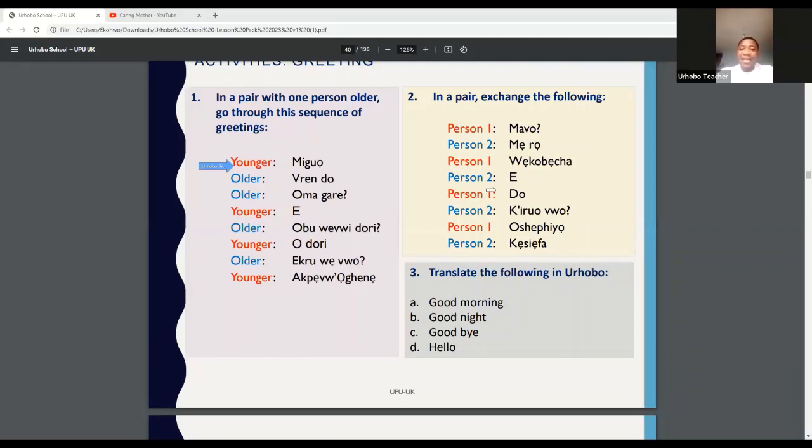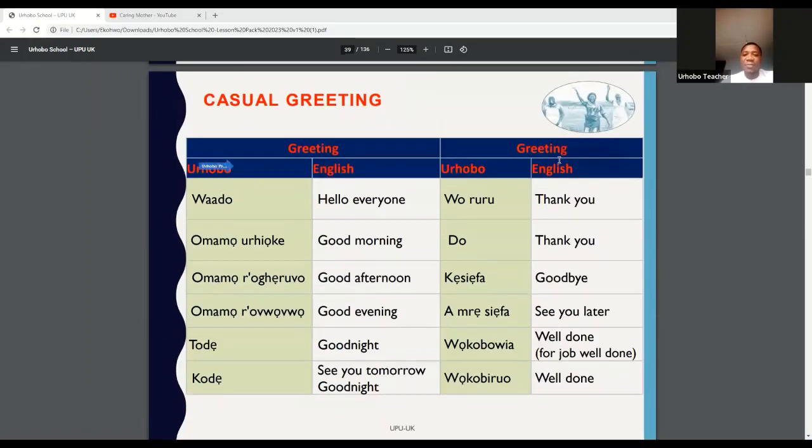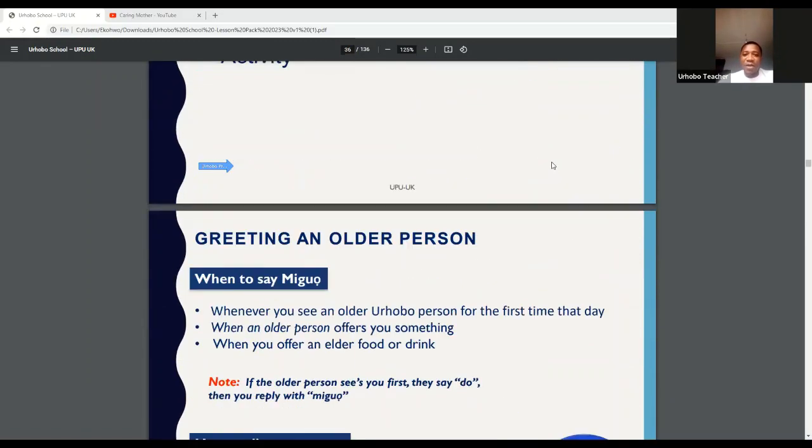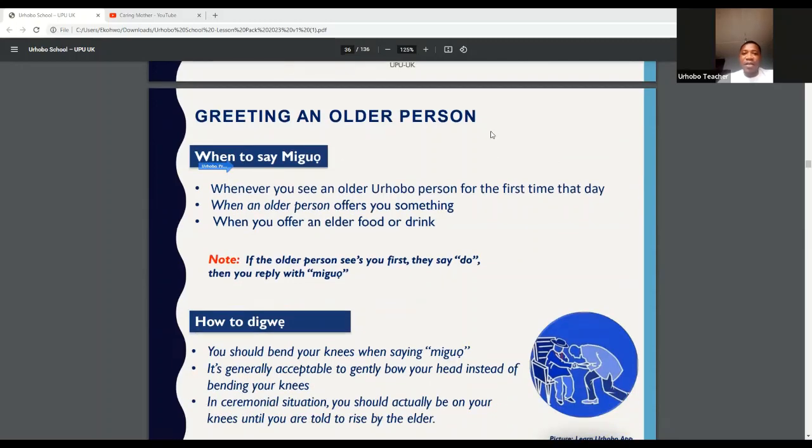Okay. Now let's go to the rules of Mingwo. There are rules in doing Mingwo. So the rules, when to say Mingwo: number one, when you see an older person for the first time that day, you say Mingwo. That is when you say Mingwo.